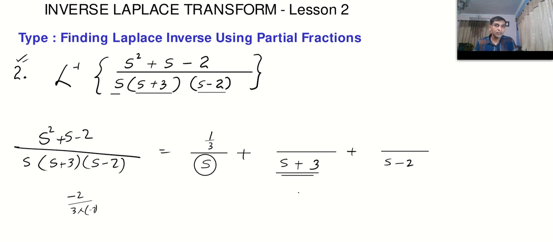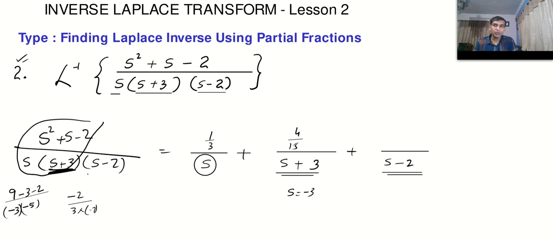Now when will this become 0? When s equal to minus 3. So minus 3 the whole square, minus 3 minus 2 divided by minus 3, and you should not substitute it here. Minus 3 minus 2, that is minus 5. So the numerator is 4 divided by 15. Okay, now what about this? S equal to 2. You plug it everywhere other than s minus 2. 4 plus 2 minus 2 divided by 2 multiplied by 5. That will be 4. Yeah, this will get cancelled. So 2 divided by 5.